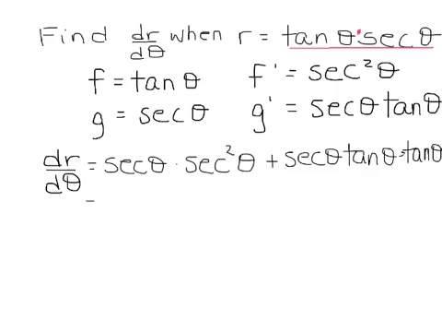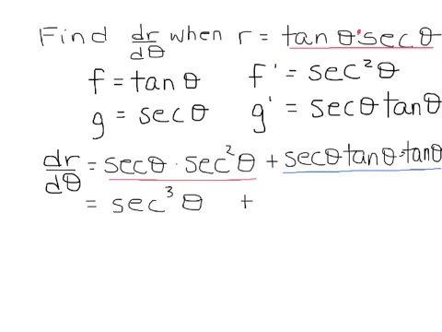So cleaning this up a bit, with our first term we have secant times secant squared, so that will give us secant to the third of theta, plus, with the second one we have one secant and two tangents, so that gives us secant theta times tangent squared of theta.